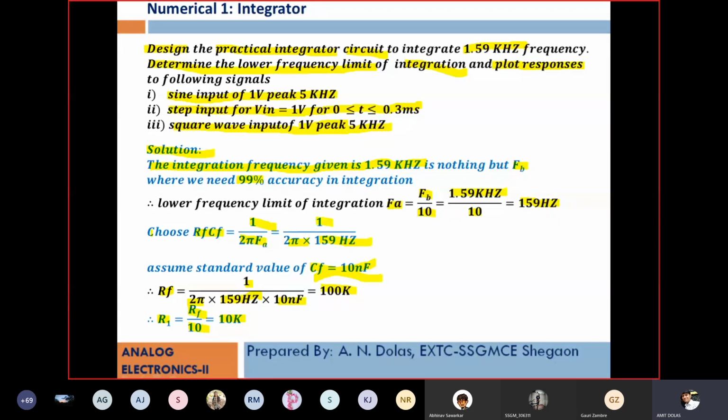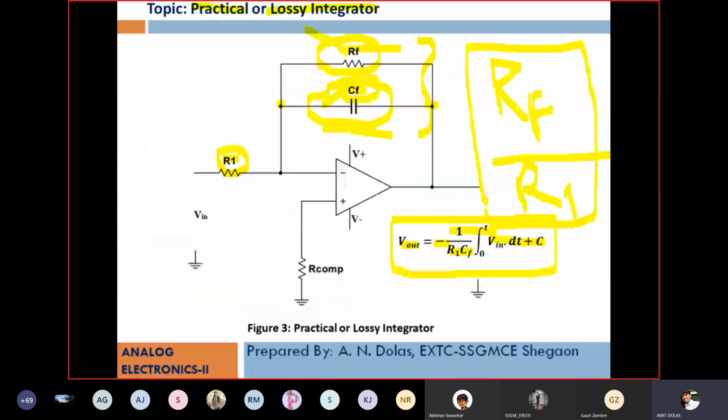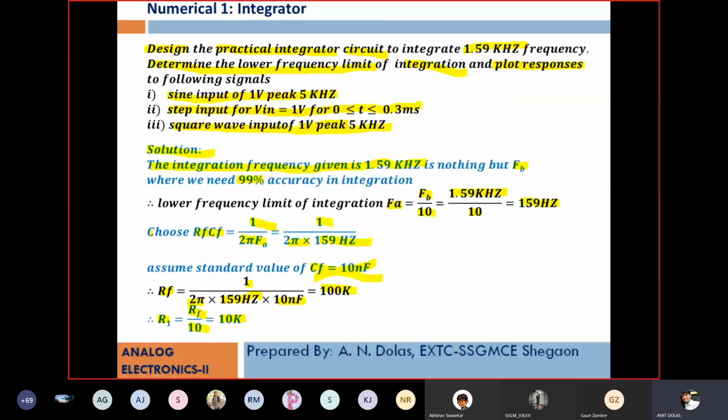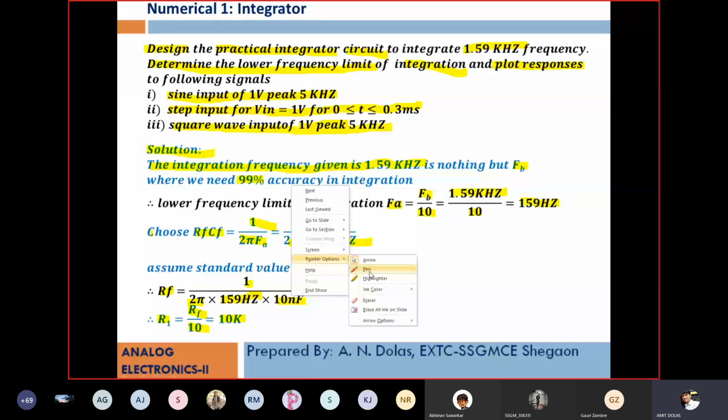So here we have the values of CF, RF, R1. All three values are calculated. If you have RCOM in the circuit, this RCOM will be the parallel combination of R1 and RF.